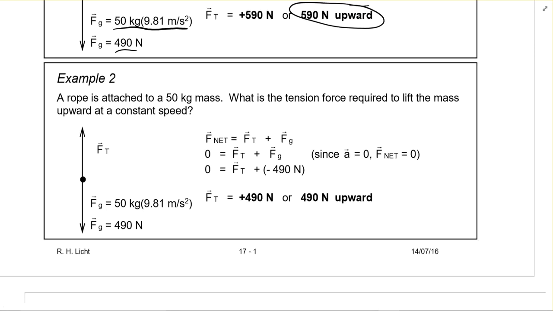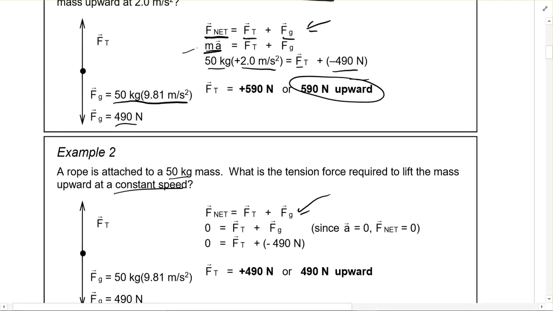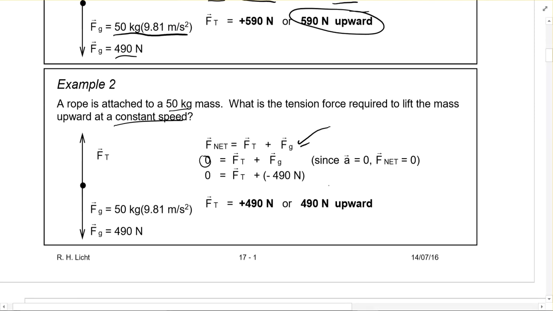So you can see we're kind of getting into a pattern here where we're going to make up our own equation first, then put in the info that we need and rearrange for whatever it is that we're looking for. So this one says a rope is attached to a 50 kilogram mass. What is the tension force required to lift the mass upward at a constant speed? So this is going to be the same thing, but we're going to say the F net, instead of mass times acceleration like in the first one, it's going to be 0. And then just solve for Ft in that one.